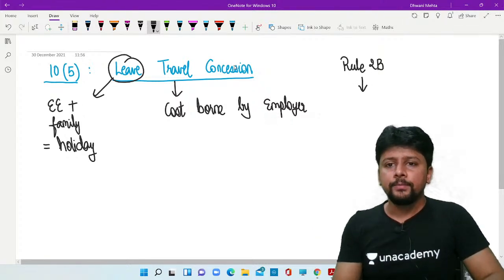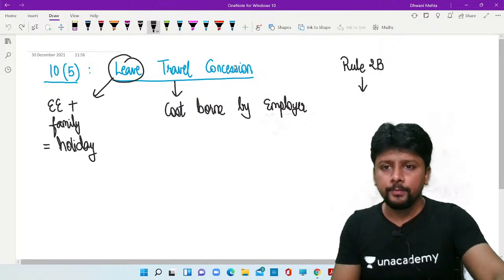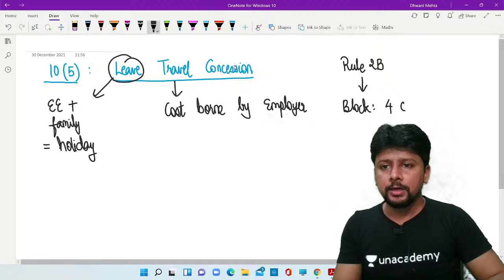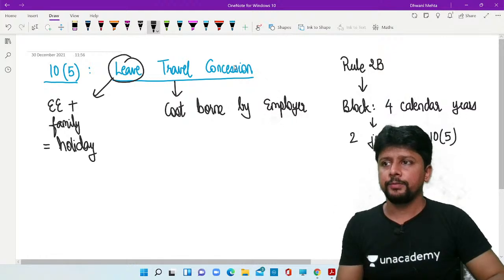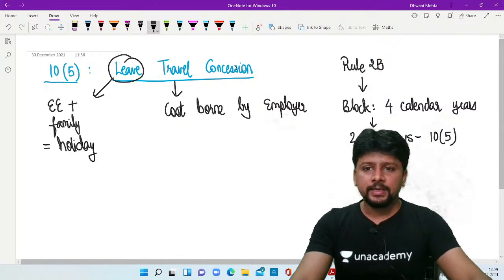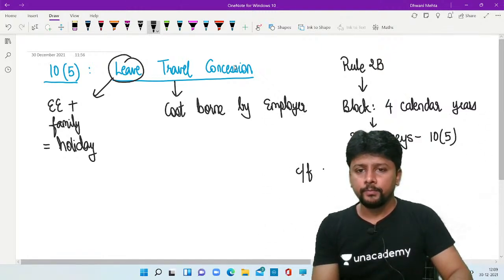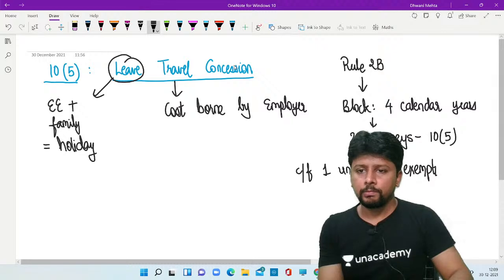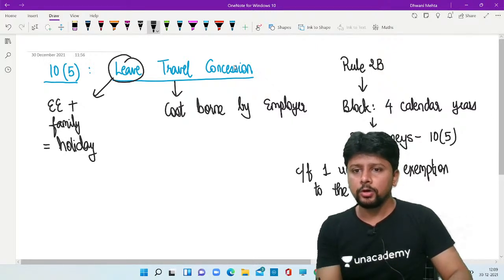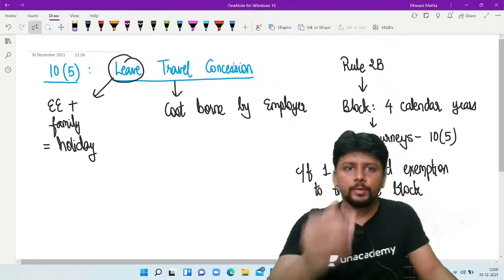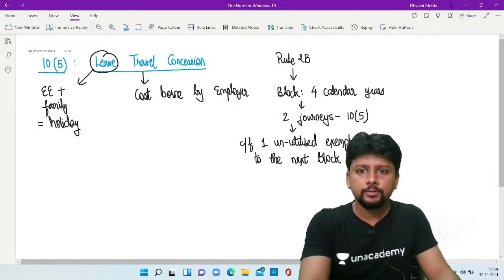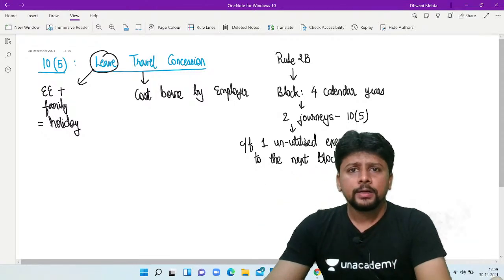Also, the rule 2B says you have a block of 4 calendar years, and in a block of 4 calendar years, any two journeys, you can claim them as exempt under section 10.5. You can claim any two journeys as exempt. You can carry forward any one, but only one unutilized exemption to the next block of 4 years. So in the next block, you will get an exemption for 2 plus 1, 3. Now, these are all the basic provisions.